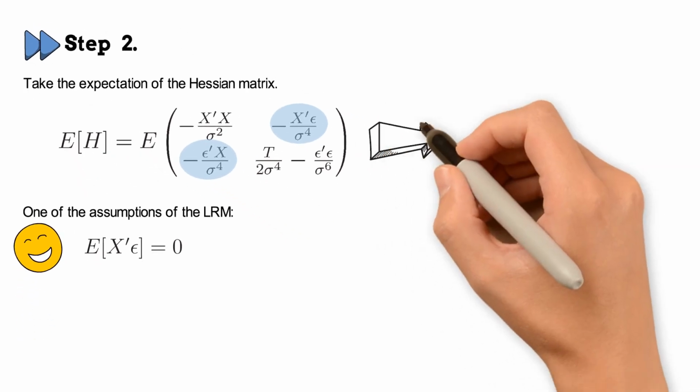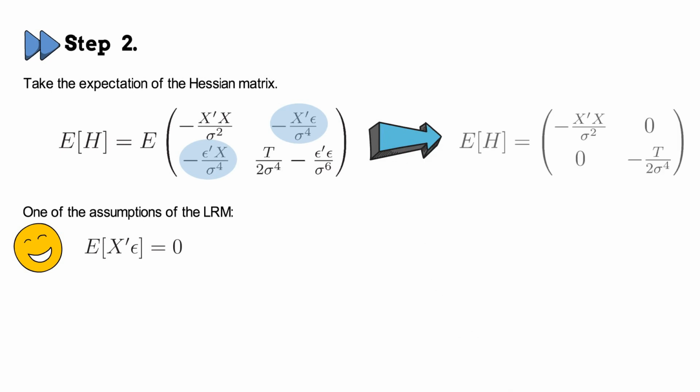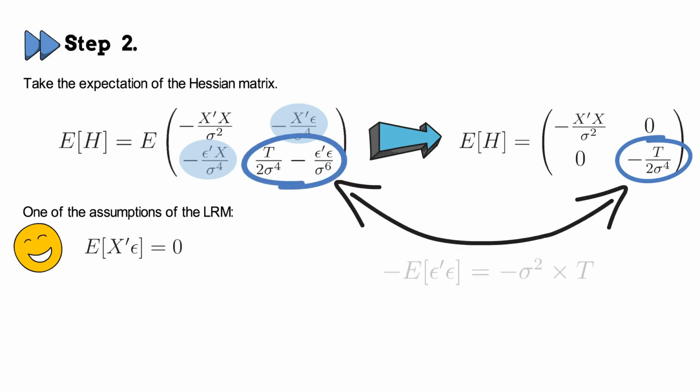And thus, the expectation of that Hessian simplifies to this matrix here, where on the main diagonal we have the entries, while on the off-diagonal elements everything is 0. Okay. Now notice for the last element, the minus T divided by 2 sigma to the power of 4, we've exploited the fact that minus the expectation of epsilon prime epsilon is simply minus sigma square times T. So there was some cancelling going on. Okay. But the good news is we've found the expectation of the Hessian.